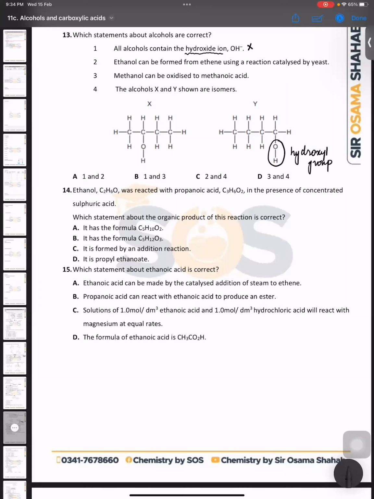So this is wrong. Then ethanol can be formed from ethene. That is right. Ethanol can be made from ethene, but over there we cannot use yeast because yeast is the biocatalyst which is used in fermentation, not in catalytic hydration. So this is wrong. Then methanol can be oxidized to methanoic acid. That is right. The alcohols X and Y shown over here are isomers of each other. That is right. Butan-1-ol and butan-2-ol are isomers of each other. So the third and fourth statements are right. Okay, Bacho.